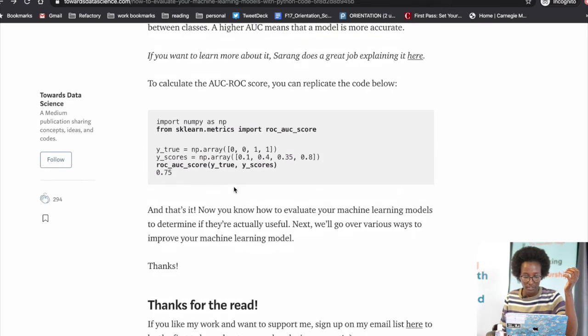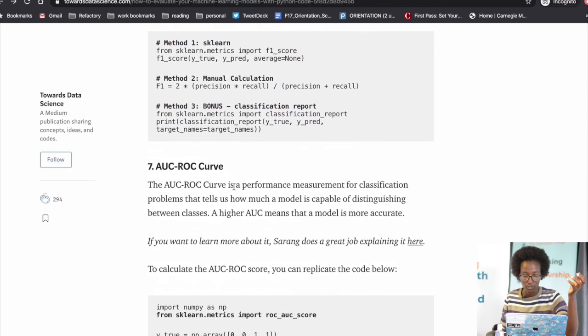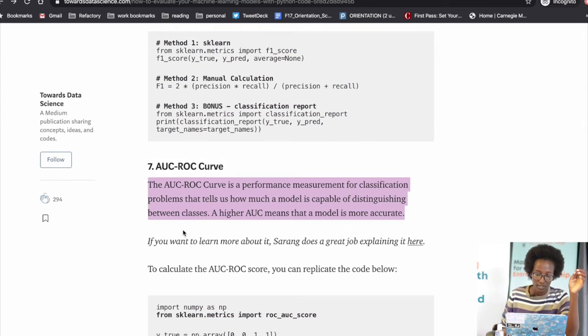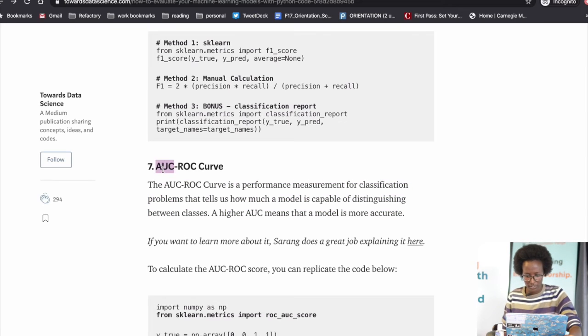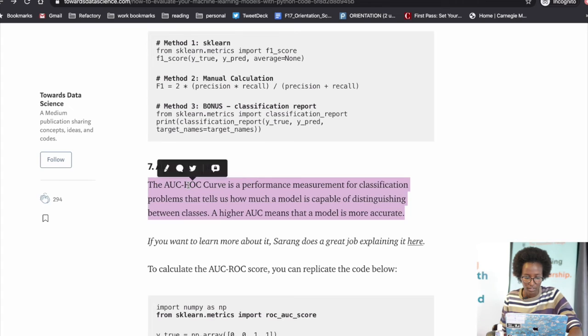So the last evaluation measure of classification models will be the area under the curve. You will see this very often, area under the curve and the ROC curve. The area under curve is a performance measurement for classification problems that tells us how much a model is capable of distinguishing between classes. Okay, the higher area under the curve means that the model is more accurate.